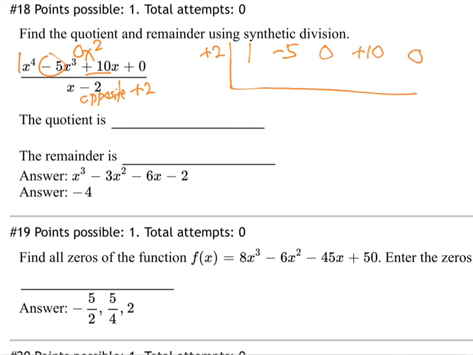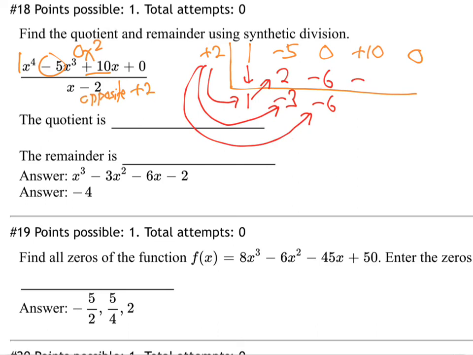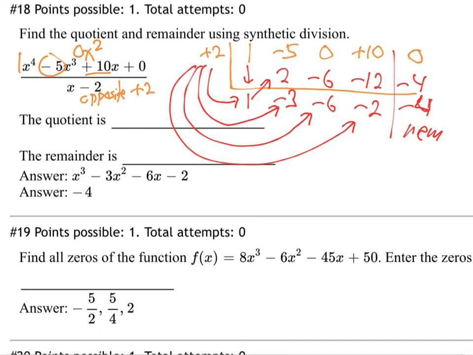All right. You bring down the first number, and then you multiply. 2 times 1, you write it right here, 2. Add them up. Minus 5 plus 2 is minus 3, and you swoop again. 2 times minus 3, minus 6. Add them up, minus 6. Do it again. 2 times minus 6, minus 12. Add them up. 10 minus 12 is minus 2. 2 times minus 2 is minus 4. 0 minus 4 is minus 4. That's your remainder. That last spot is always the remainder.